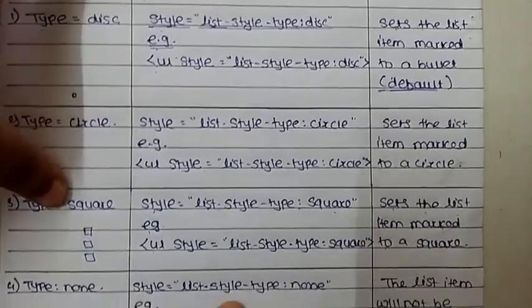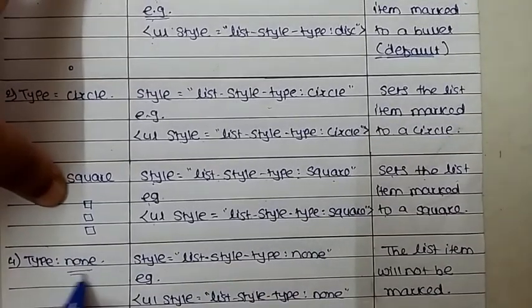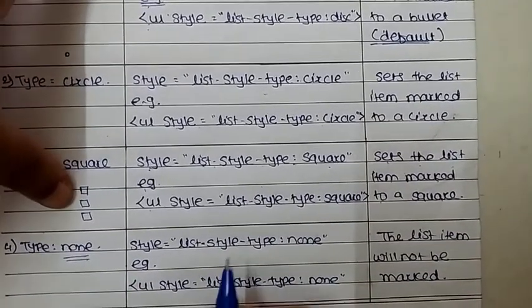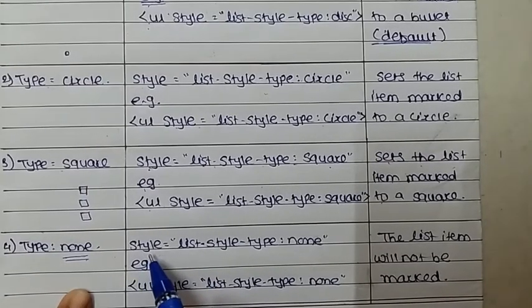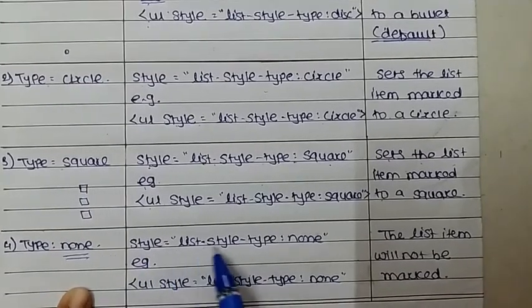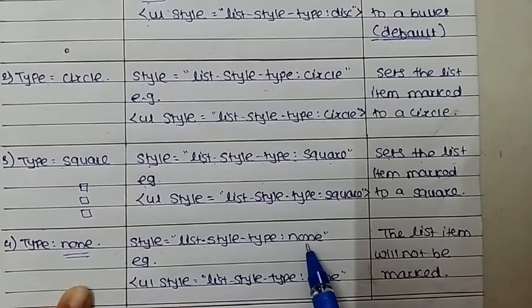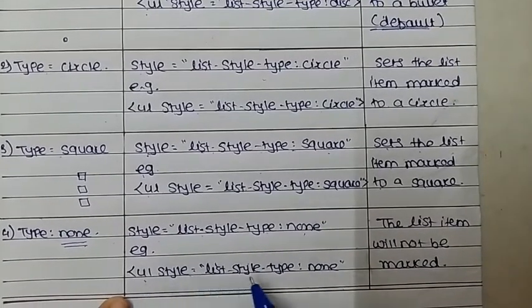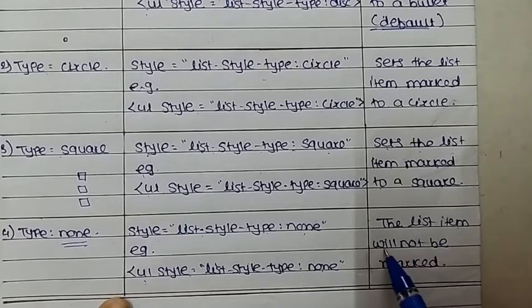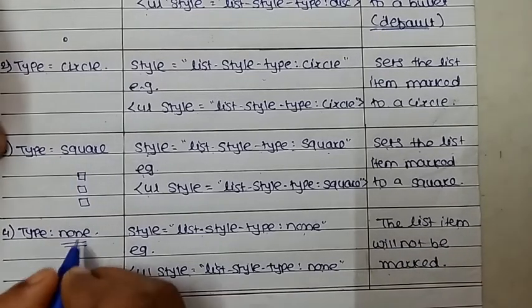Next value is none. None means what? We can't show anything. So if you add this, that is style list-style-type colon none. In your example write down like this, that is UL style list-style-type colon none. So the list items will not be marked. If we do not want to mark anything, then we use none.